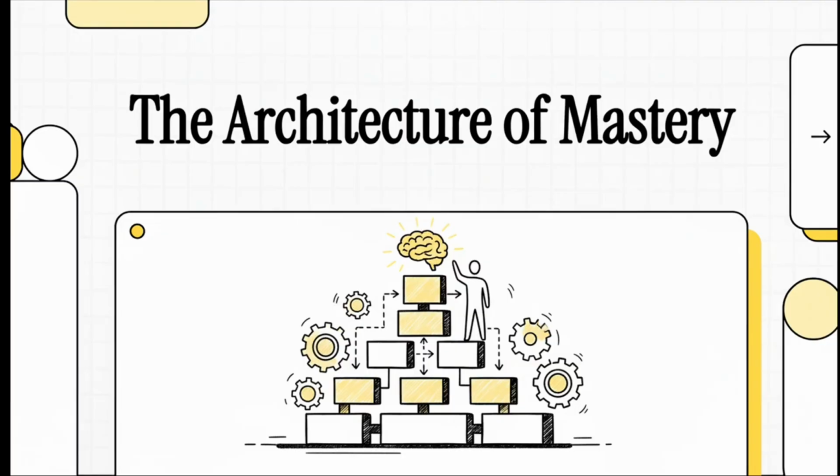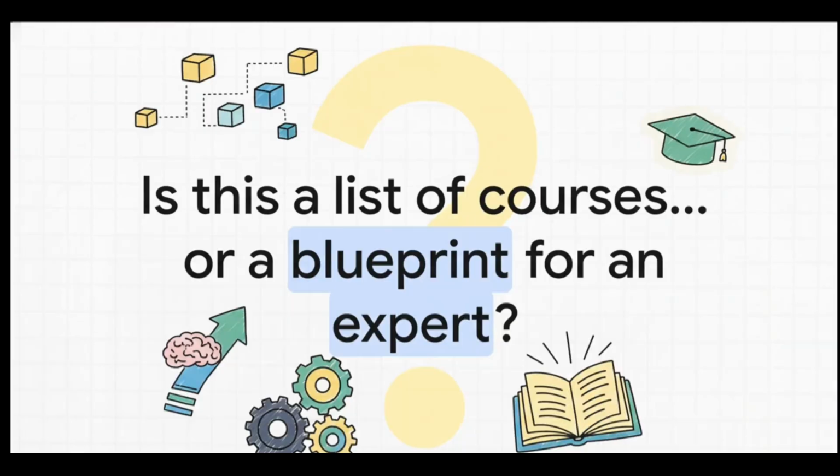Have you ever looked at a university course list and just seen a jumble of subjects? Well, what if I told you that behind that list, there's actually a hidden architecture, a deliberate blueprint for building an expert from the ground up? Today, we're going to pull back the curtain on that very design. So is it just a list or is it a blueprint?